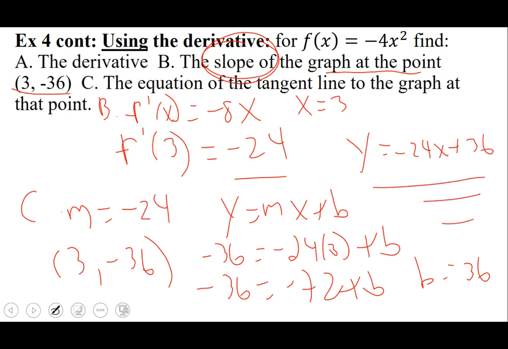So great problem, hopefully it ties everything together for you. And again, if I was to ask you to graph this, I think it would be fairly simple for you to graph negative 4x squared and also to graph this tangent line. And again, you could just kind of estimate that.